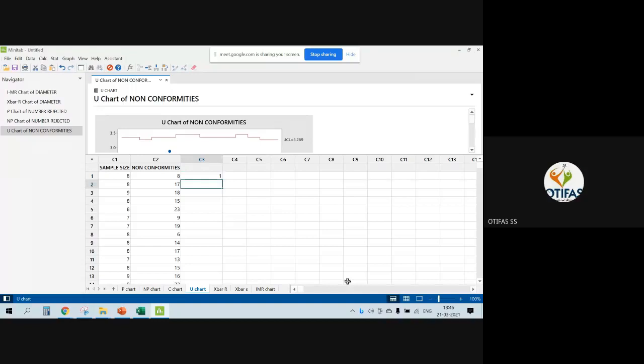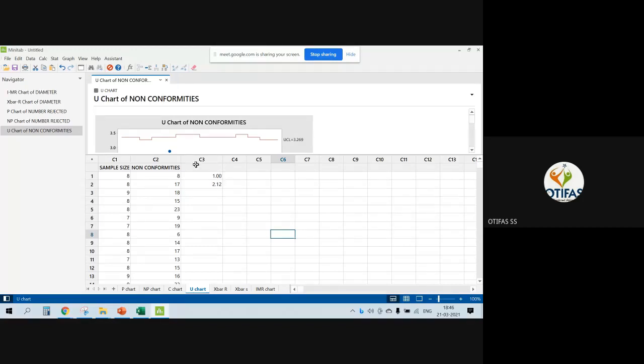Now you have 17 defects in... Can I do this like this? Divided by, it's equal to 17 divided by unit. Defects per unit, isn't it? No, it's not valid. In Minitab, you cannot do it like Excel. So what is 17 divided by... 2.12. Okay. So this is DPU, defects per unit.